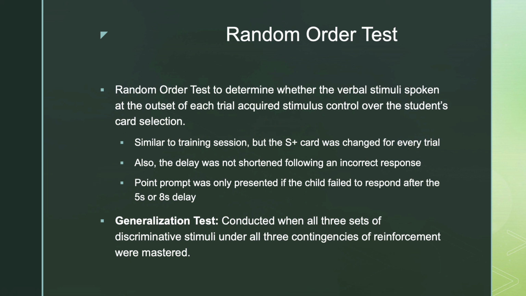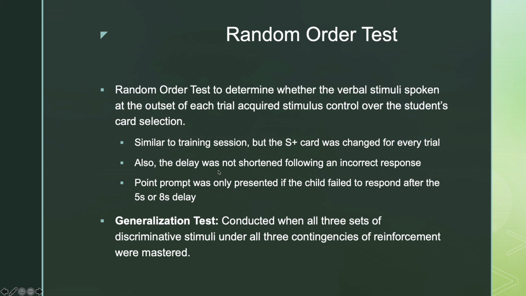They also did a random order test to determine whether the verbal stimuli spoken at the outset of each trial had acquired some stimulus control. So they basically conducted training sessions similar to what was just described, but the S plus was changed on every trial, right? For example, if they were saying "touch A" on every trial, they wanted to control for that and have a different S plus on every trial.